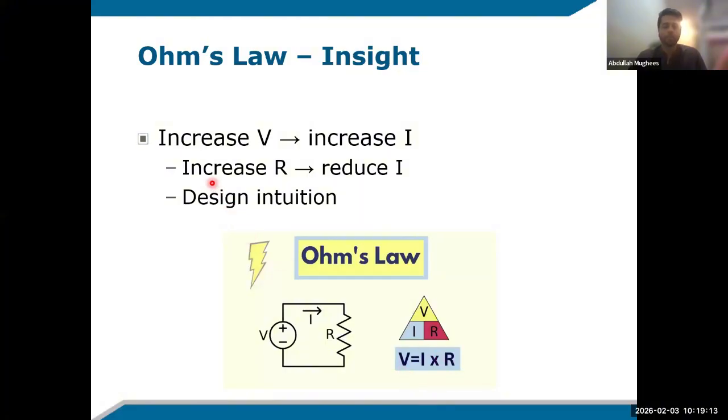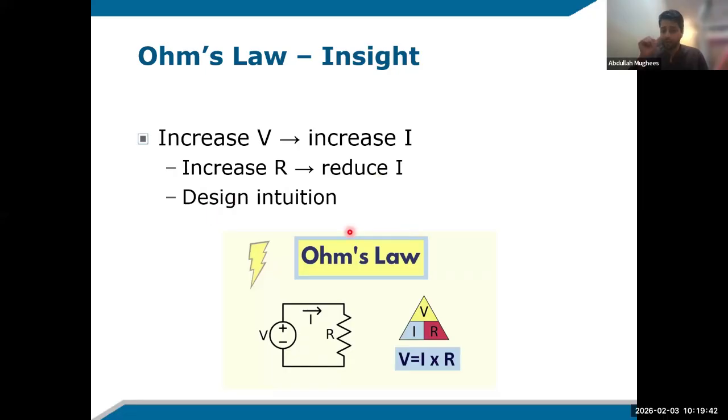And if we increase the resistance, intuitively we would say, okay, now we have more resistance, which means that more of the charges are going to be disturbed by this inherent property of materials. If more electrons are going to be disturbed, that means we're going to have a low magnitude of current available. So yes, indeed, increasing the resistance does reduce the current.